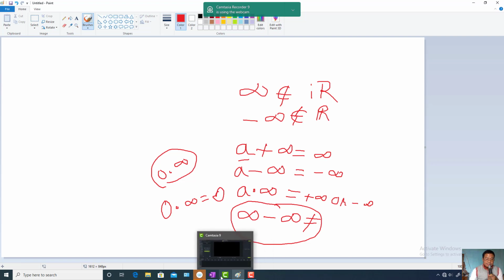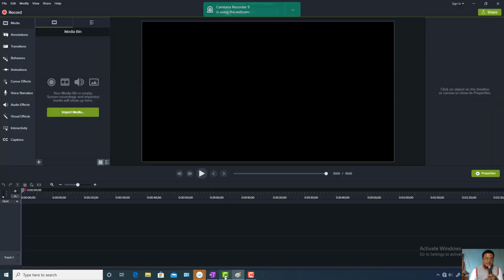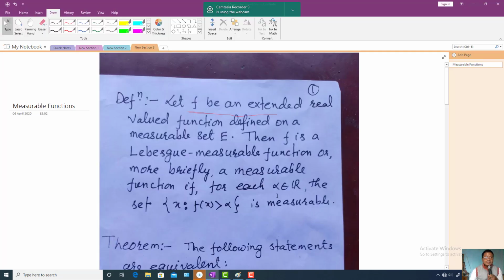Now let us go back to our slide. So f is an extended real valued function defined on a measurable set E. Then it is the definition of measurable function. The function f, not the set, is a Lebesgue measurable function.